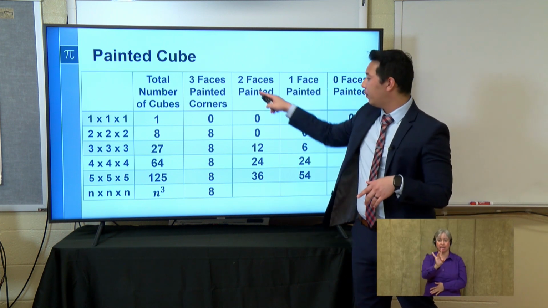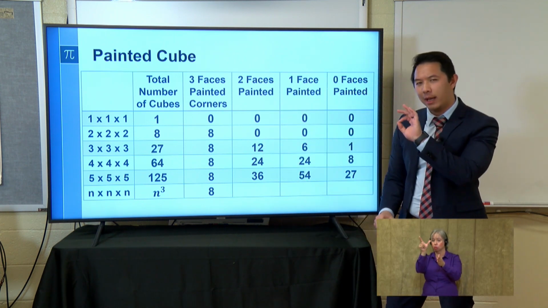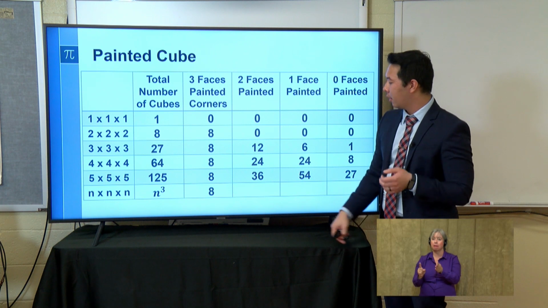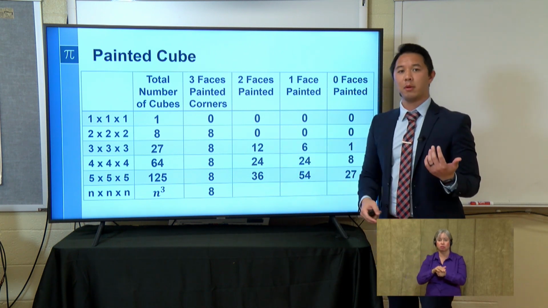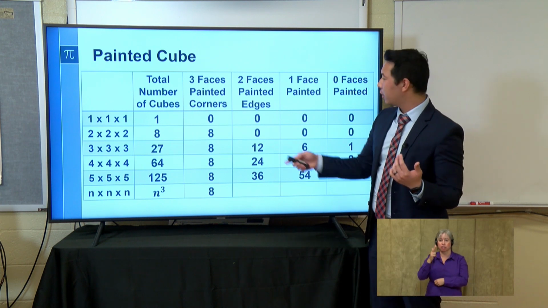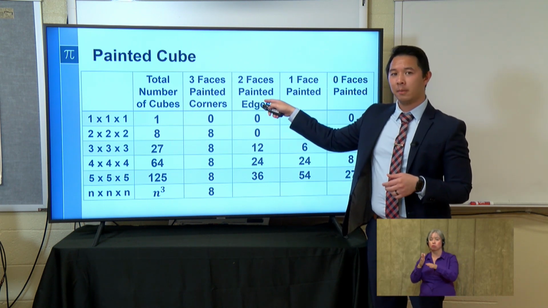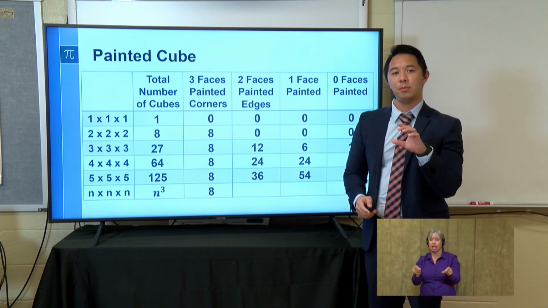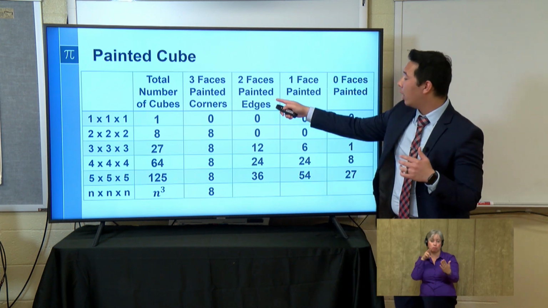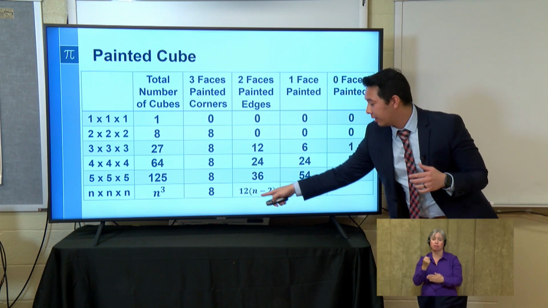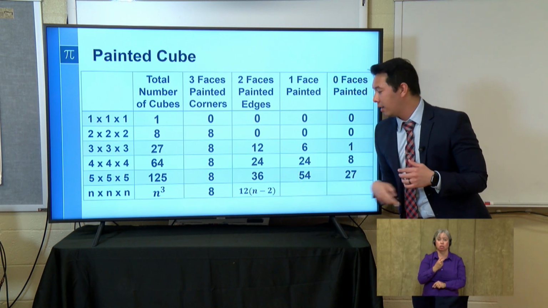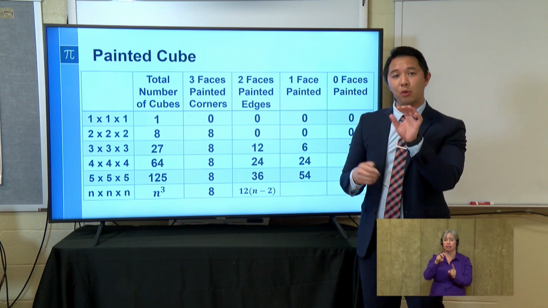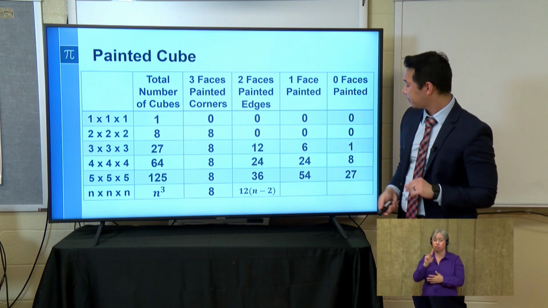When we're looking at the 2 faces painted, again, paying attention to location, right? The 12 for the 3 by 3 by 3, the 24 on the 4 by 4 by 4, these were along the edges of my larger cube. And when I'm looking at a cube, we've got 12 edges, and that expression that we can come up with is 12 times n minus 2. That 2 being the 2 corners that I take away on each edge.